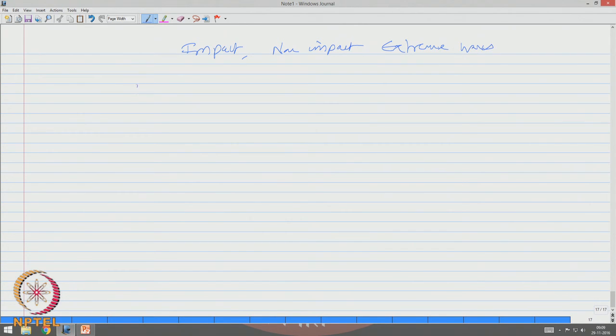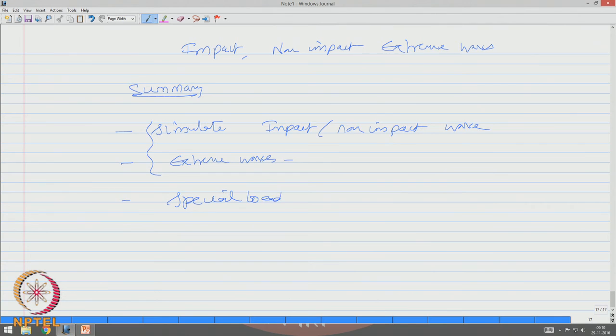So, friends, if you look at the summary of this lecture, we learnt how to simulate the impact and non-impact waves, and how to simulate the extreme waves using a series of sea surface elevation superpositions. We understood that these sets of waves, which cause special loads in offshore structures, trigger stiff degrees of freedom, especially heave and pitch, and of course, since heave is coupled, surge is also triggered.